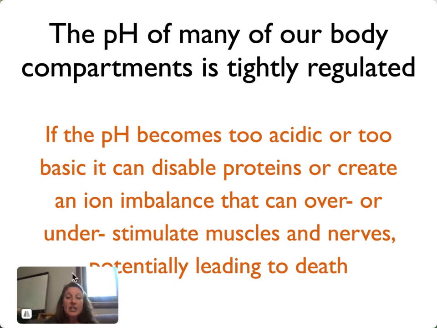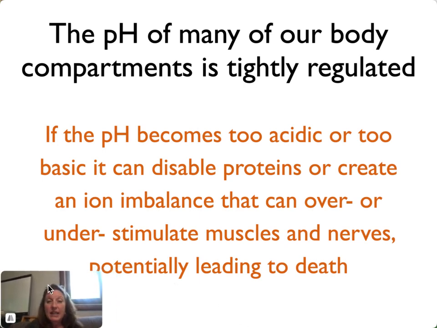Now, the pH of our body is tightly regulated. It's not the same throughout our body. So different compartments have different pHs that they have to remain at in order for the things in that compartment to function. If the pH becomes too acidic or too basic, it can cause proteins to unfold and stop working. Or it can cause an ion imbalance between the inside of the cell and the outside of the cell that can make your muscles either spasm, stay contracted, or be paralyzed, not contract at all. The same thing can happen with your nerves. So keeping the pH stable is very important.